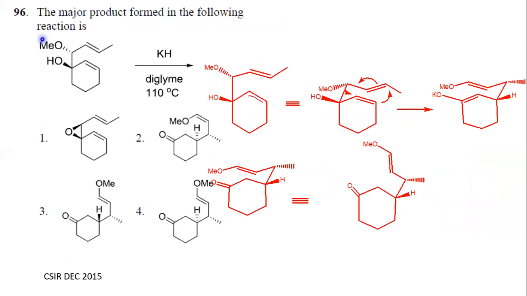And the other problem: the major product formed in the following reaction is, this is the given substrate with this reagent, potassium hydride, a strong base, in diglyme solvent at 110 degrees centigrade. Now the same product is written here like this and is again written like this so as to be in approximately a 6-membered chair form.